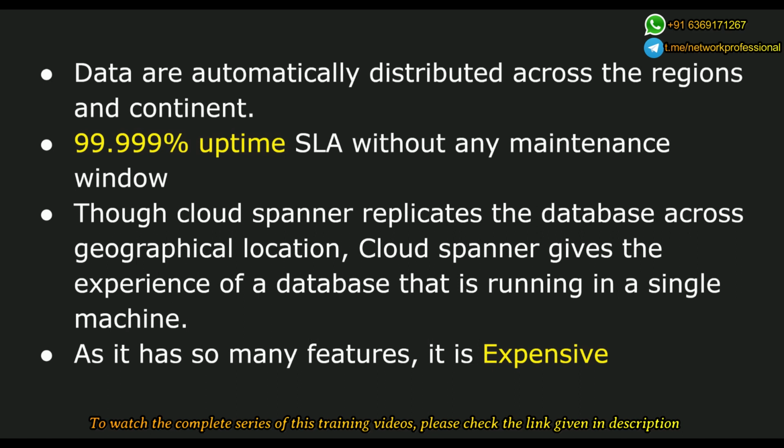In our example, we consider that one database is deployed in the United States, one in Asia, and one in the UK. Though they are at different geographical locations, when we access it we feel as if it is on the same machine, the same hardware. We will not feel that latency. Because of all those advantages, it is too expensive.